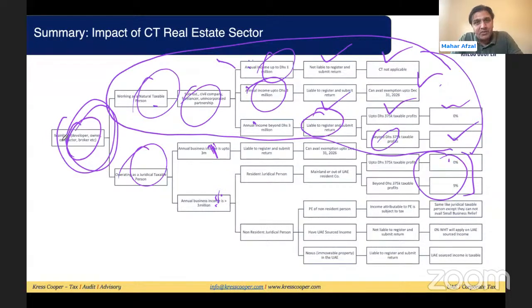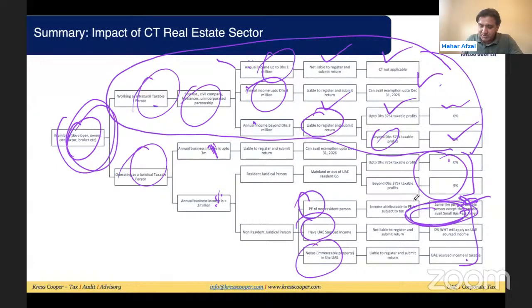So next is a non-resident juridical person. A non-resident can have a PE, it can have UAE sourced income, it can have a nexus, as I have discussed in our previous slides. It will be taxed at 100% like a juridical person, but the PE of a non-resident person cannot opt for small business relief, as I mentioned here. UAE sourced income will be subject to tax, with 0% withholding tax, and they will not be liable to register in the UAE.